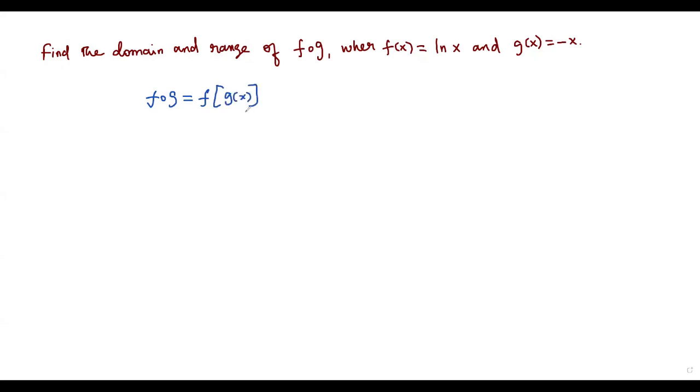To find the domain and range of a composite function, first we have to know what the first function is and what the second function is. How do we know which one is first and which one is second? Let's consider f of g of x. For which function can we give input at first?